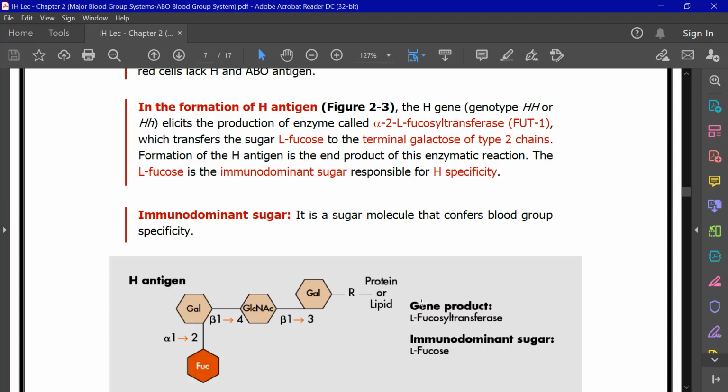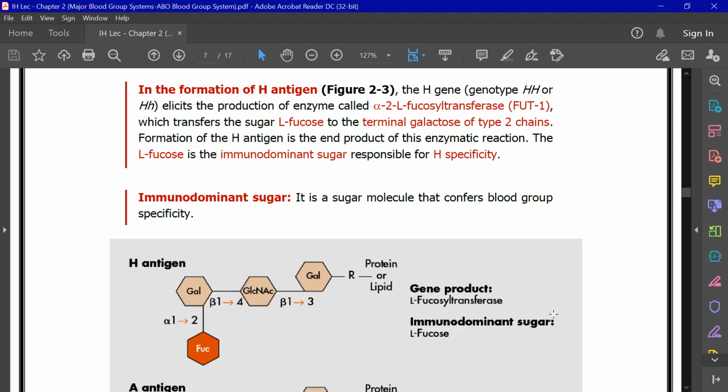So the gene product here is the alpha-2 L-fucosyltransferase, that is the complete name. Shortcut, L-fucosyltransferase. And the immunodominant sugar is the sugar being added to the type 2 precursor structure, which is L-fucose. So later on I will ask you: what is the immunodominant sugar that confers H antigen specificity? That is L-fucose.